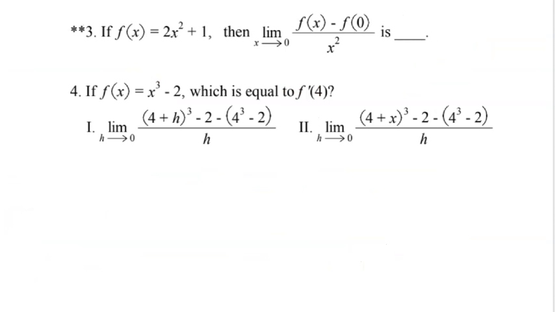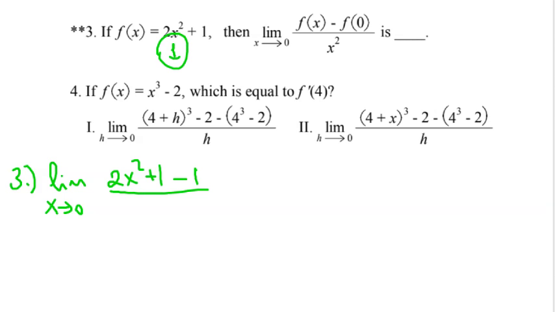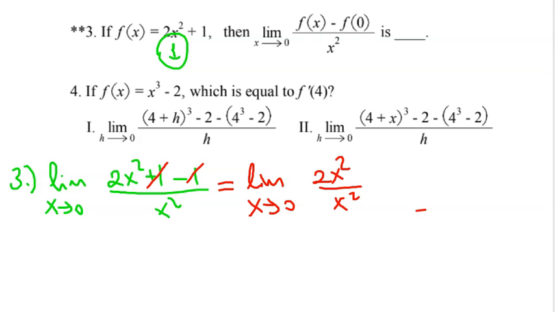Okay, so let's continue to the next problems. We have this f of x function, 2x squared plus 1, and we need to evaluate this expression. Question 3: the limit as x approaches 0 of 2x squared plus 1 minus, if you substitute 0 into this function, you get only 1, so minus 1, over x squared. Then the positive 1 and negative 1 cancel each other out, and we get the limit as x approaches 0 of 2x squared over x squared. Then these x squareds are gone, and what I'm left with is only positive 2. Okay, that's question 3.